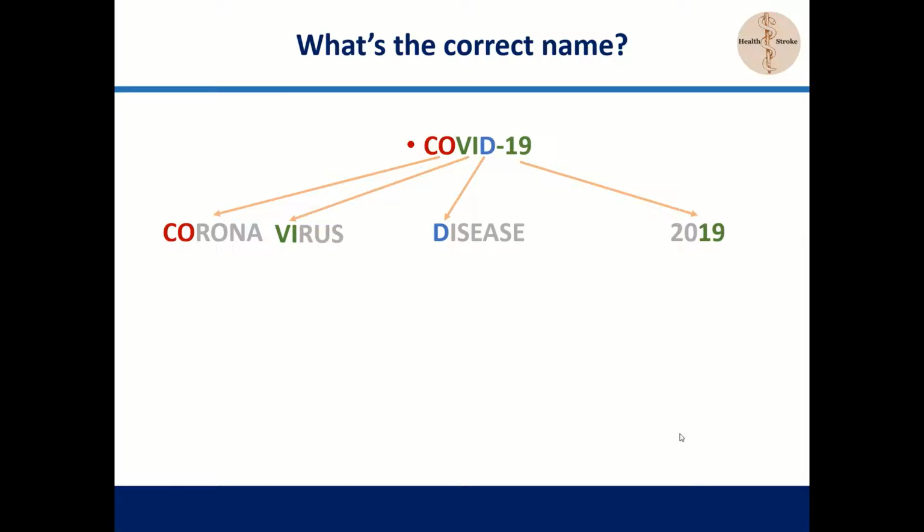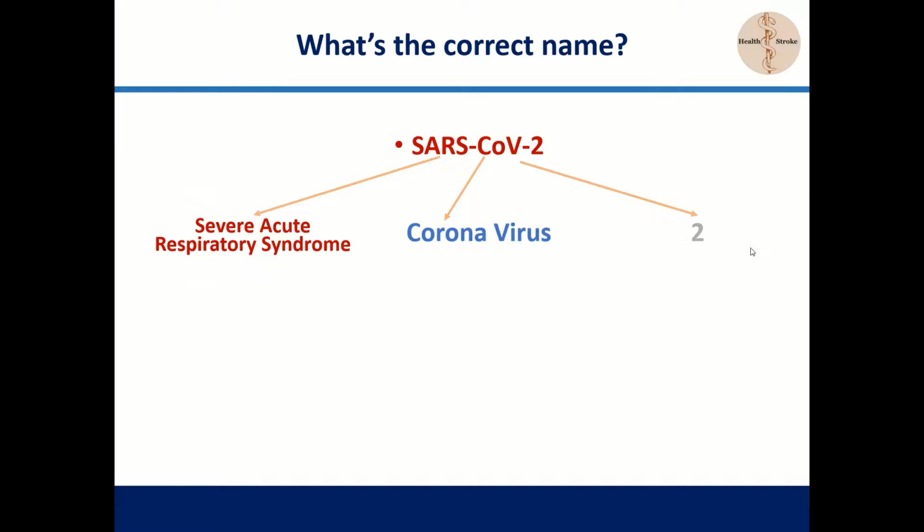The second name is COVID-19, and again you can see this is an abbreviation taken from different letters: CO stands for corona, VI stands for virus, D stands for disease, and 19 because the initial pandemic started in the year 2019. So it was called COVID-19, and I think that's a reasonable term.